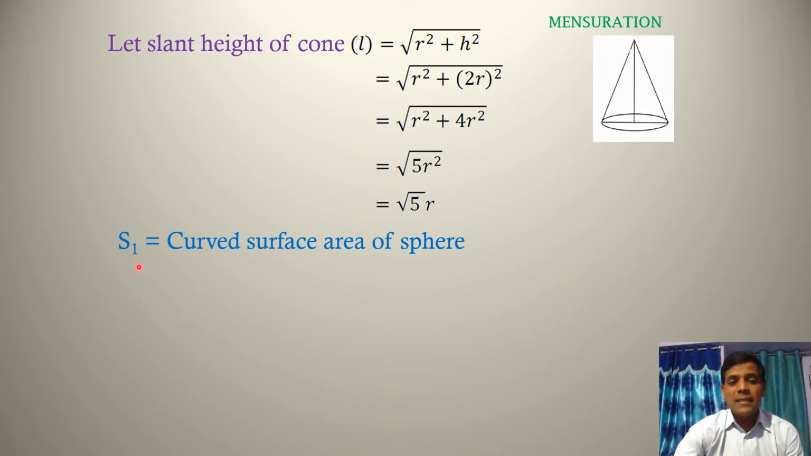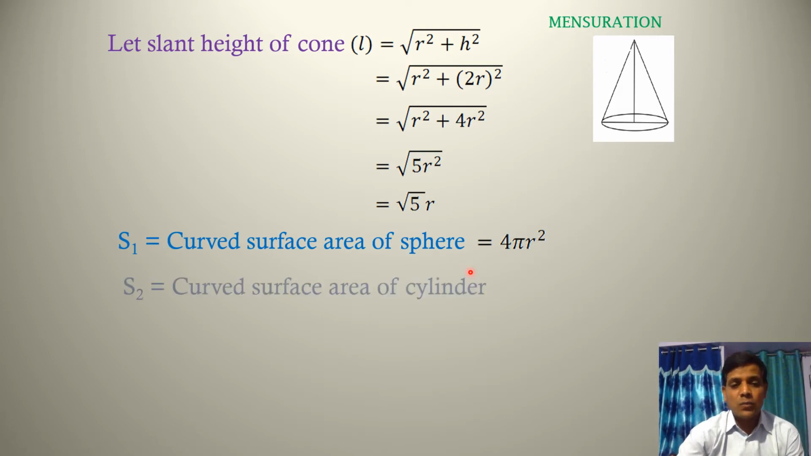S1 means the curved surface area of the sphere. What is the CSA of a sphere? 4 pi r square.